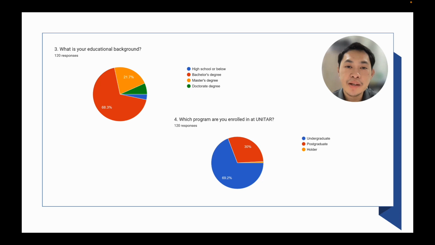For the educational background of our respondents, 68.3% are bachelor degree holders, and 21.7% have a master's degree. For doctorate degree, we have 8%, and lastly, high school and below, our respondents are 4%. According to the frequency distribution analysis, most of our respondents were undergraduates, accounting for around 69.2%, and the others were postgraduates, accounting for 30%.